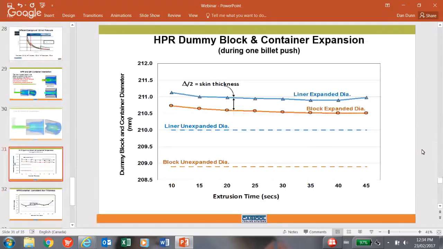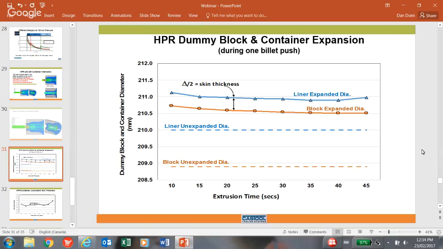Why does this matter? It comes back to billet skin. With the new HPR block, with these higher specific pressures and longer containers with these soft alloys and long cycles, we observe the top two lines, starting with the blue line, which is the line under pressure of the expanded diameter of the container. The orange line is the expanded dummy block diameter. You can see, if you look down further onto the graph, the dummy block unexpanded diameter is 209.0. Starting with the liner is 210.